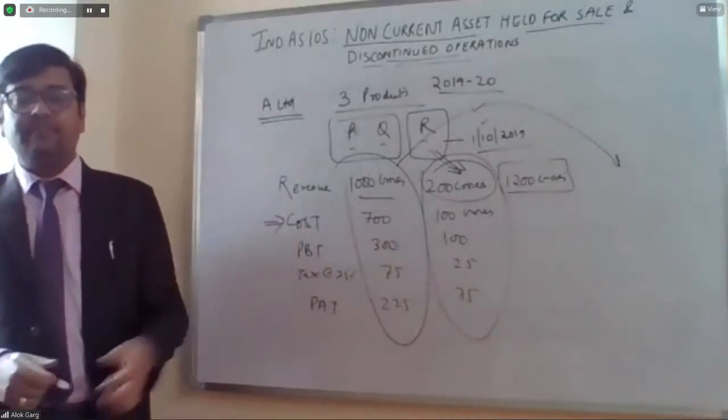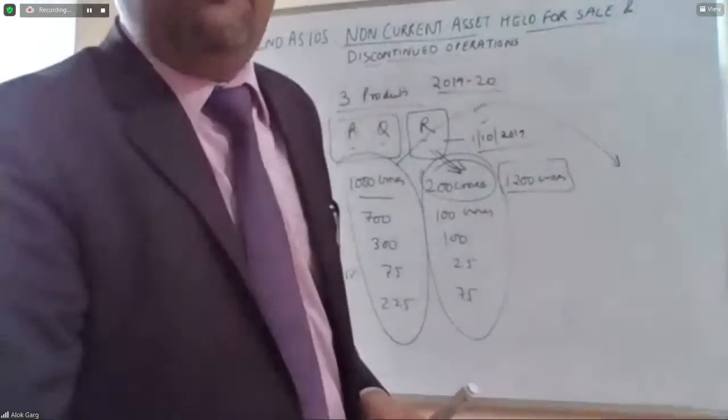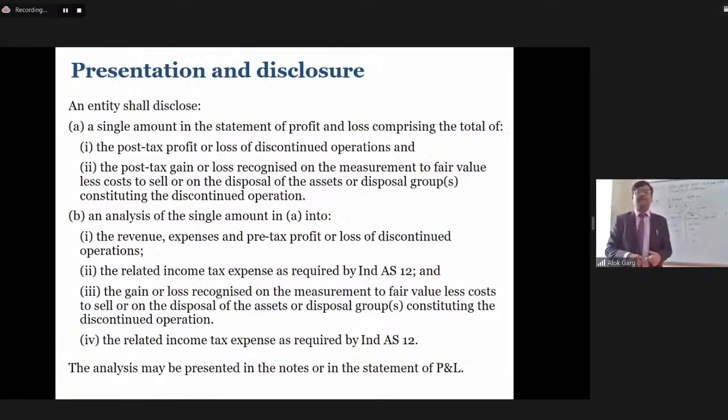Okay, so let me move on to my presentation once again. An entity shall disclose a single amount in the statement of profit and loss comprising the total of the post-tax profit or loss of discontinued operation. So what is this? This is 75. The post-tax profit is 75. And the post-tax gain or loss recognized on the measurement to fair value less cost to sell, or on the disposal of the asset or disposal group constituting the discontinued operation.